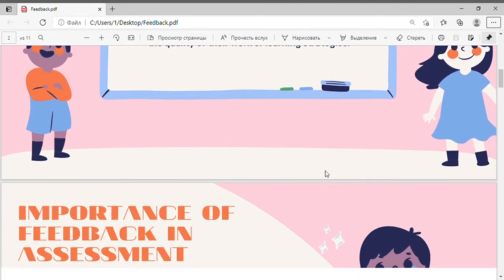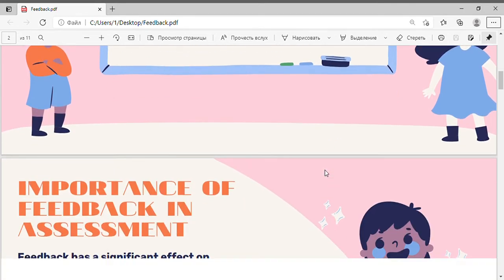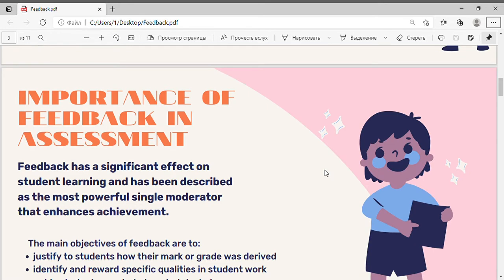Now that we have figured out the definition of feedback, let's talk about the importance of feedback in assessment. Feedback is an important part of the assessment process. It has a significant effect on student learning and has been described as the most powerful single moderator that enhances achievement.